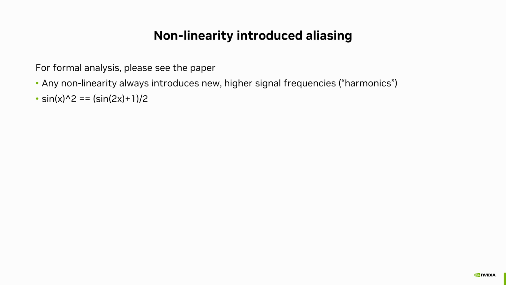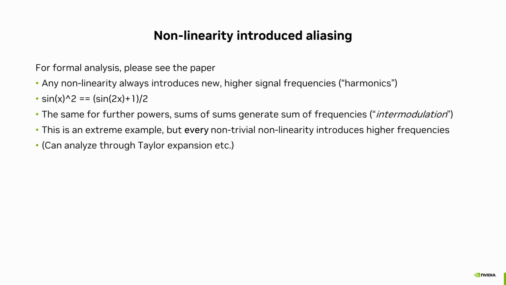However, I'll try to sum it up informally and intuitively. Any nonlinearity always introduces higher signal frequencies, called harmonics, that are multiples of the original signal frequencies. For example, when we apply squaring nonlinearity to a sine function, we get a sine wave of twice higher frequency plus a constant. The same happens for further powers and all frequencies present in the original signal. They generate higher harmonics that are sums and multiples of the source frequencies. In signal and audio processing, this is called intermodulation.